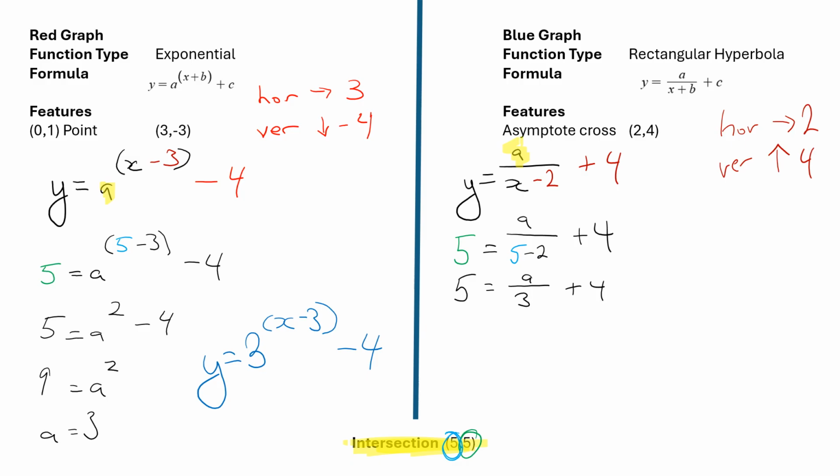4 is subtracted from both sides. 1 equals a over 3, and multiply both sides by 3. 3 equals a, or, of course, a equals 3. And so my final equation for this is going to be y equals 3 over x minus 2, plus 4.